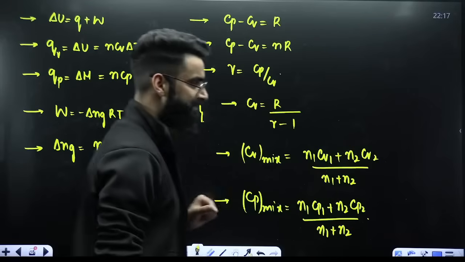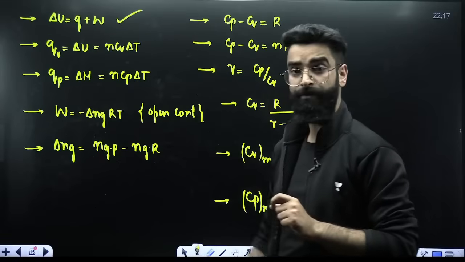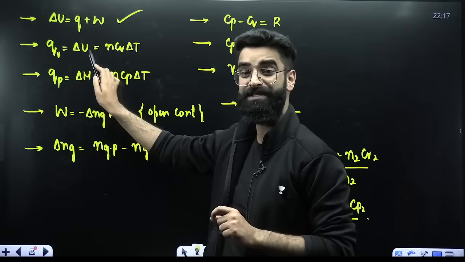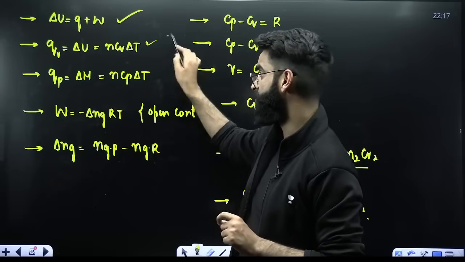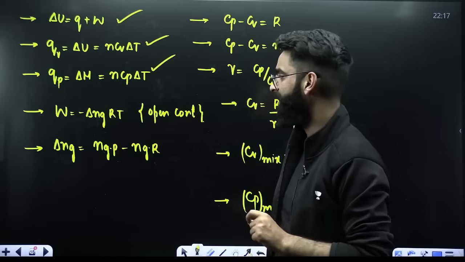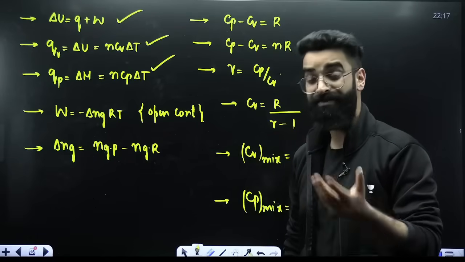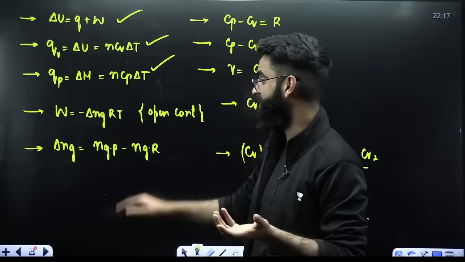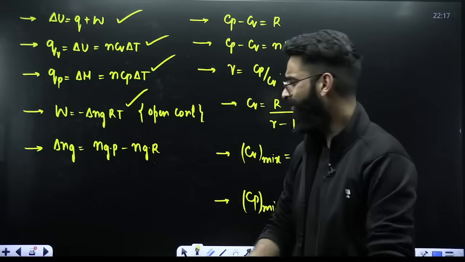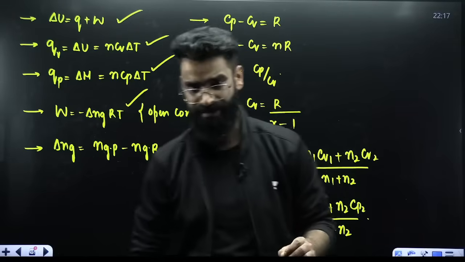Moving ahead. As per the first law of thermodynamics, you should know delta U is equal to Q plus W. Heat absorbed or released by the system at constant volume is always equal to delta U, and that delta U is equal to n Cv delta T. Similarly, at constant pressure, it's equal to n Cp delta T. A lot of questions are asked in which certain reactions are carried out in an open vessel. How do you calculate work done in them? W is equal to minus delta ng RT. What is delta ng? Number of moles of gaseous products minus number of moles of gaseous reactants.